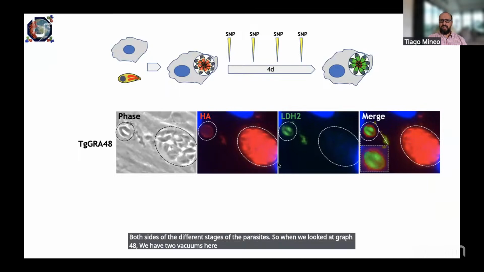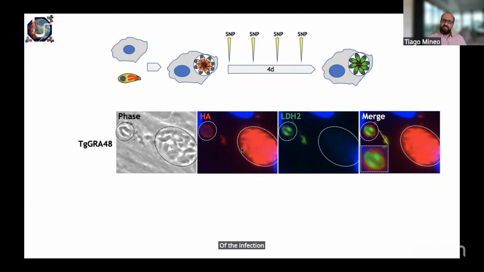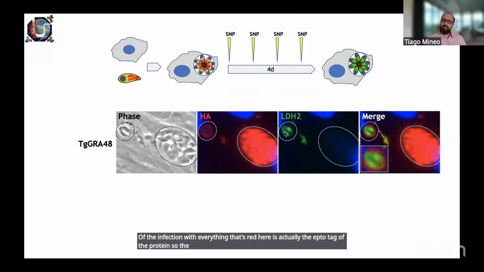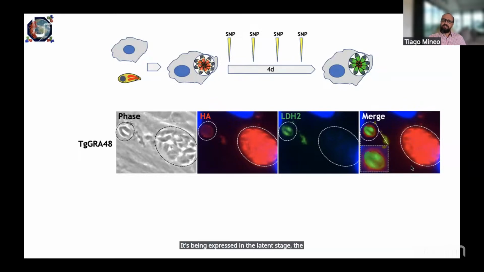One big one that was an active vacuole that's full of tachyzoites, which are the active forms of the parasites, the forms that are present in the acute phase of the infection. Everything that's red here is actually the epitope tag of the protein. So this big vacuole here is expressing the protein. This small vacuole here is also expressing, but look, it's green, so it's a latent stage phase, and we only see it in the border. So the protein that we're looking at, GRA48, is being expressed in the latent stage, the green stage, or the red stage.